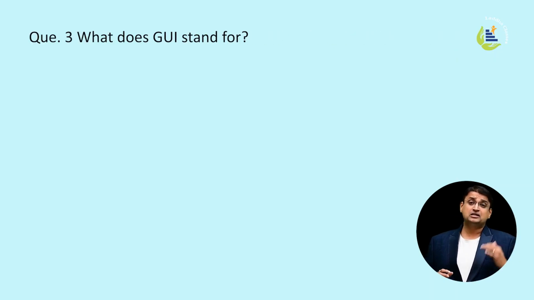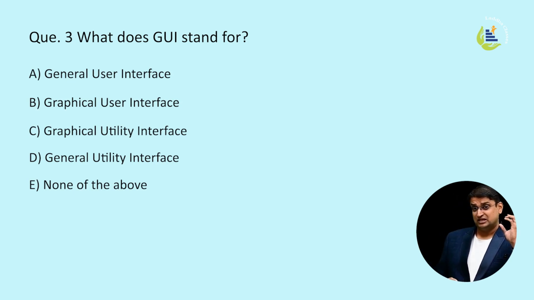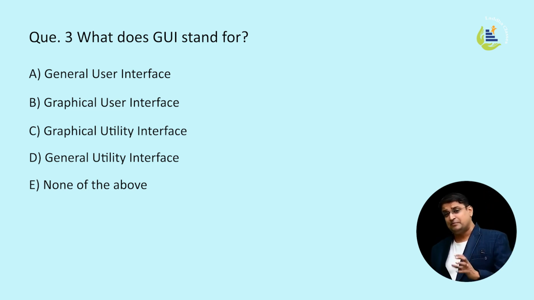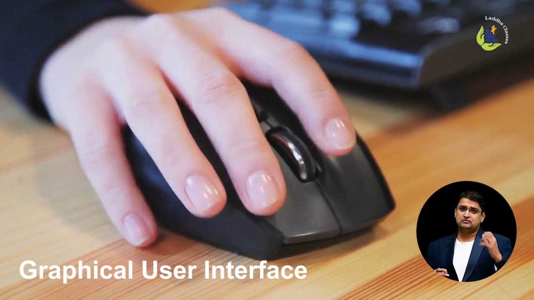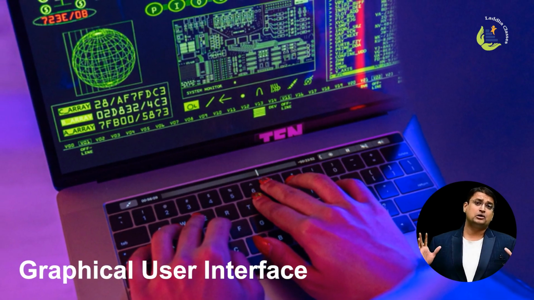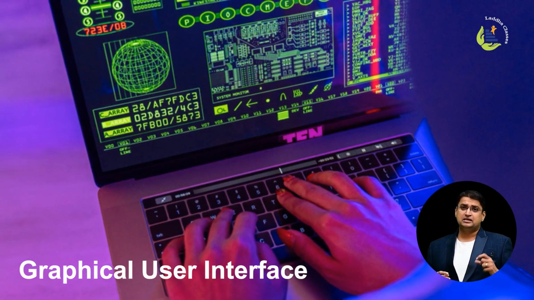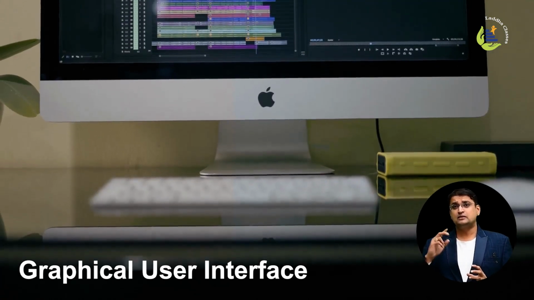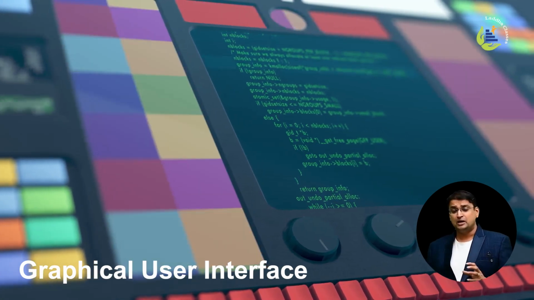Question 3. What does GUI stand for? Options are General User Interface, Graphical User Interface, Graphical Utility Interface, General Utility Interface, none of the above. Correct answer option is B, Graphical User Interface, because GUI stands for Graphical User Interface, which allows users to interact with the computer using visual elements such as icons, buttons, and windows, as opposed to command line interfaces. The other options don't accurately define the GUI.